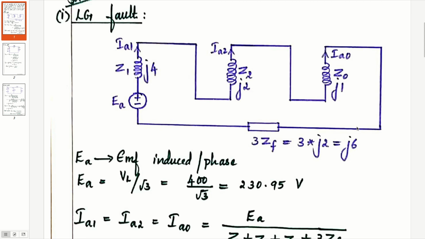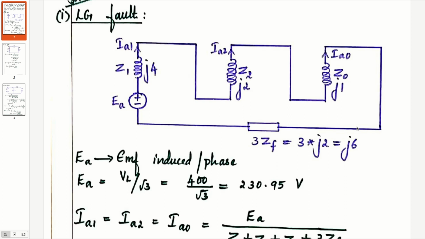So if you look at the first three problems, whatever we have solved in the earlier classes, they had asked to calculate the subtransient currents as well as line to line voltages. So we calculated all the parameters as per the derivation. But here in this problem, the calculation is only for the fault current. So pick the formula which is used for calculating only the fault current.